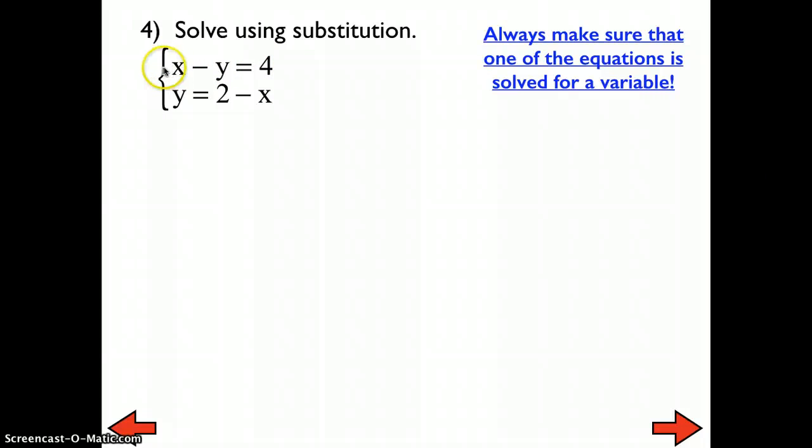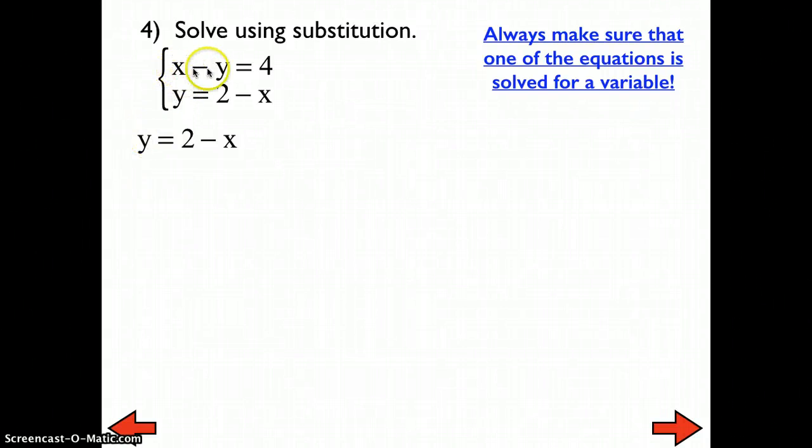So notice this first equation does not have a variable that's isolated just yet. Please notice that the second one does. Y is isolated, so this one is already solved for. So what I will do now is I'm going to go ahead and use this equation. I'm going to plug in 2 minus x in for my y value into the second equation.